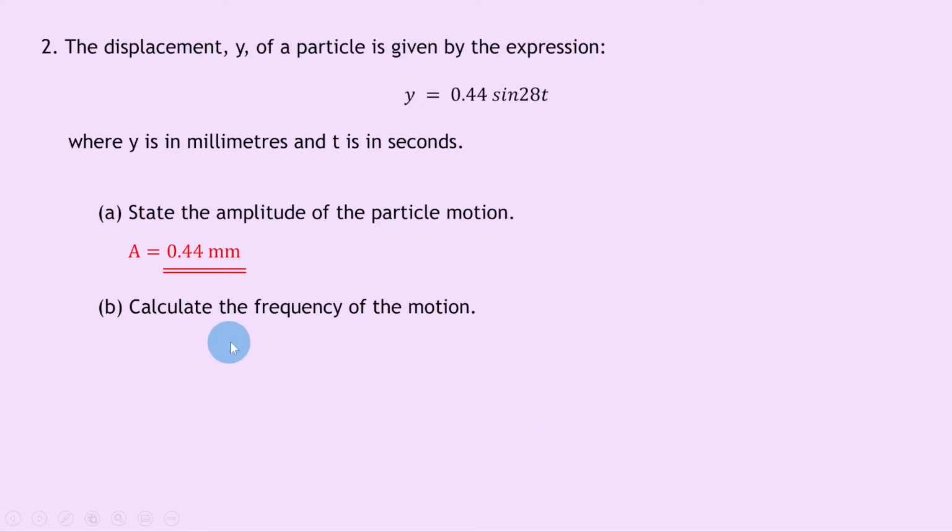Part B then says calculate the frequency of the motion. So we want to find the linear frequency f, and then by comparing this expression with the general expression for displacement y equals a sine omega t, we know that omega is equal to 28 radians per second. So to find what f is, we can use our relationship between omega and f, which is omega equals 2 pi f from the relationship sheet. And substituting in our numbers, we have 28 is equal to 2 pi times f. So rearranging for f, we get f equals 4.5 hertz.